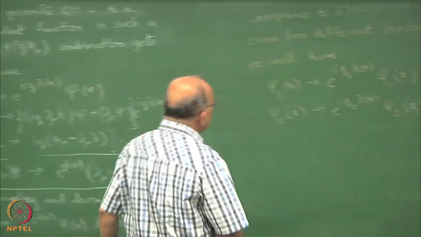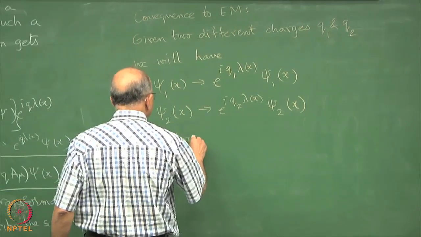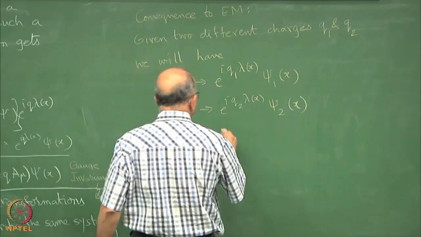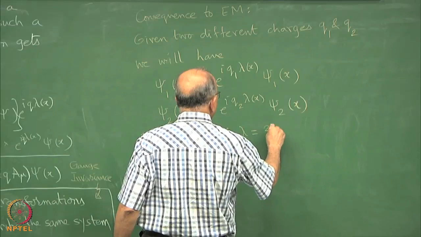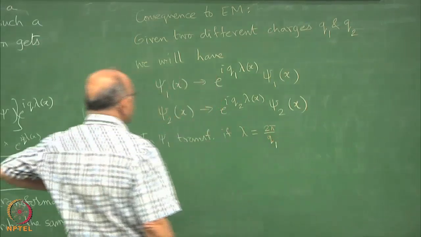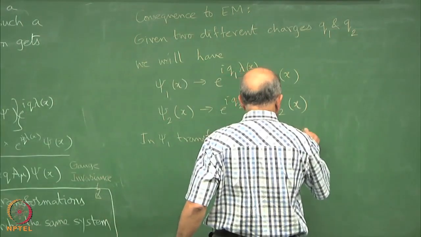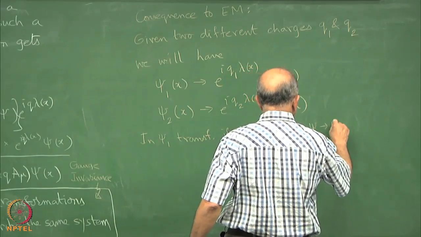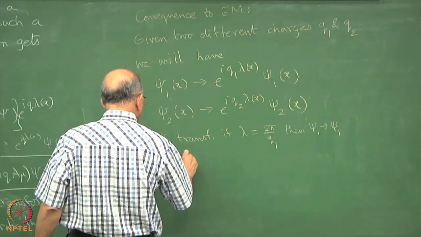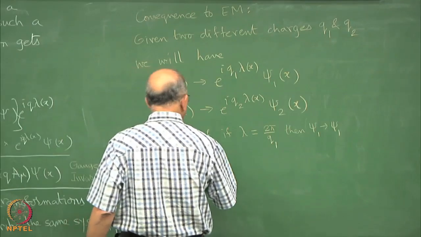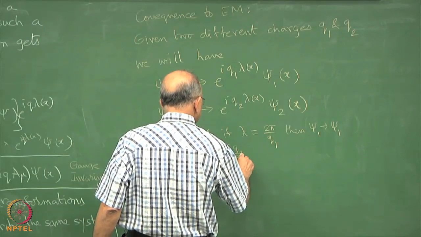But the point is that if in the psi 1 transformation, lambda equals 2 pi by q1, then there is no transformation, right? Psi 1 goes to psi 1. But in psi 2, we will have e raised to i q2 over q1 times 2 pi.